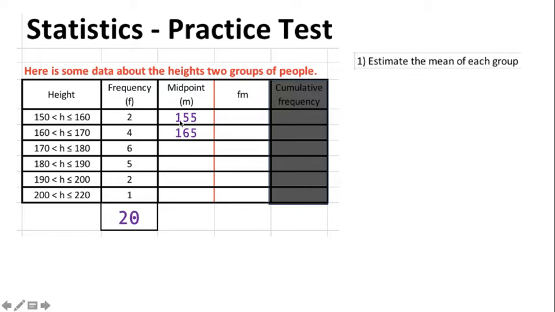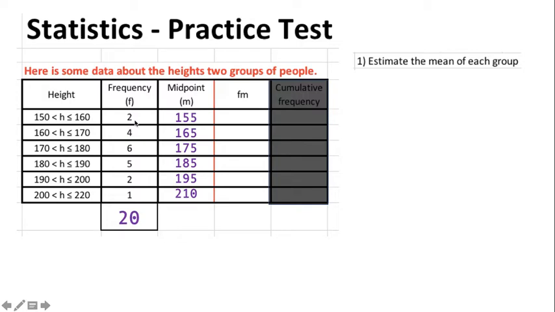Same for the next group. The middle of 160 and 170 is 165, and then just straight down all the groups, putting everyone in the middle of each group. The last group is actually from 200 to 220, so it's a wider group than all the others, and the middle of that is 210. So we're saying all the people in the groups are in the middle of the group.